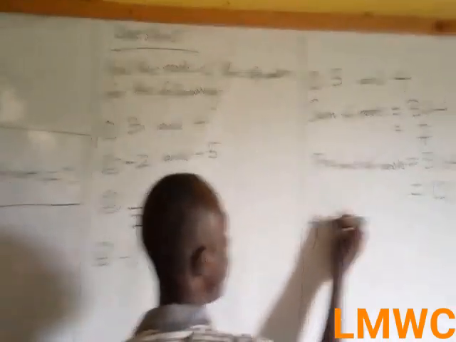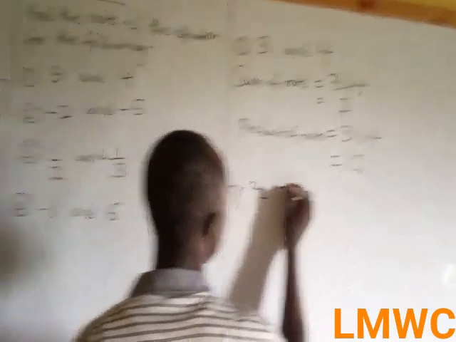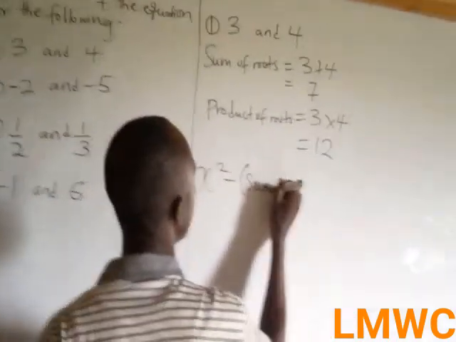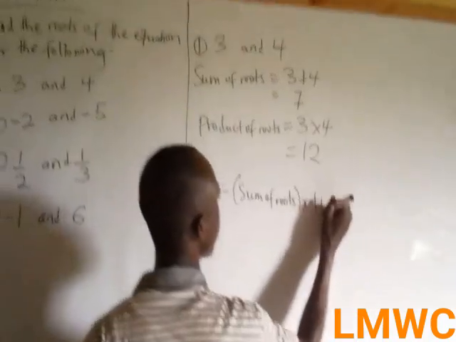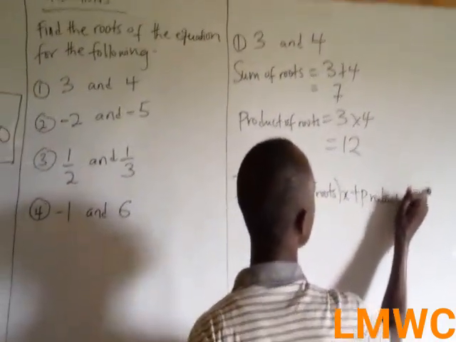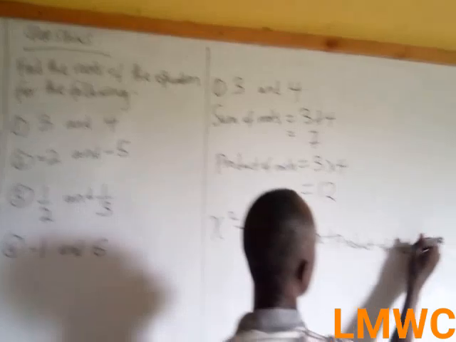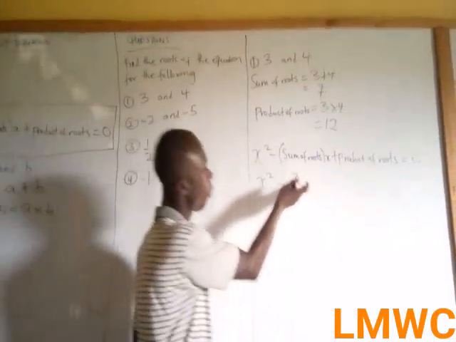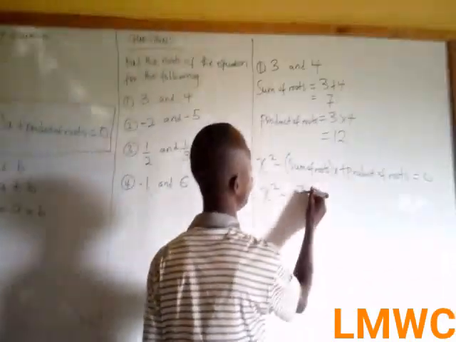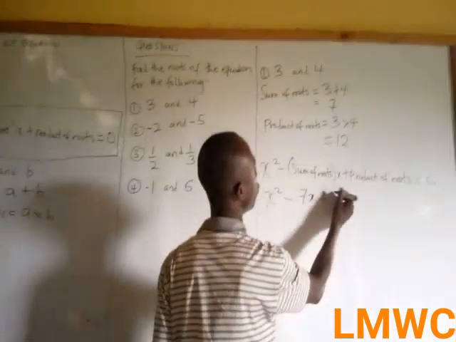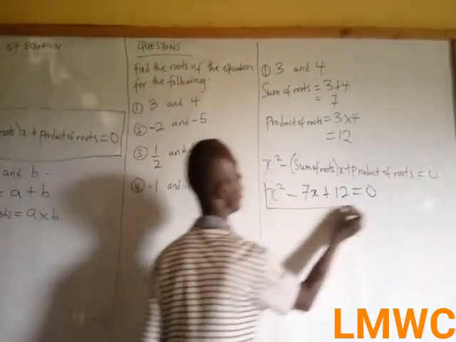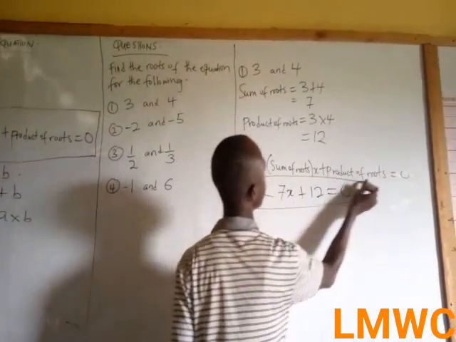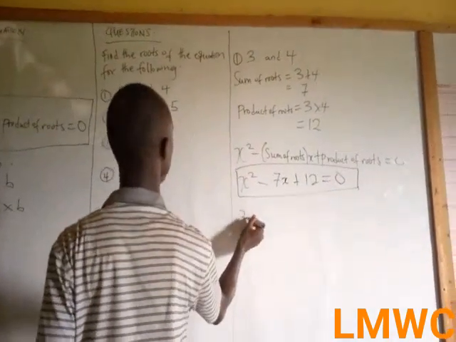So x squared minus sum of roots. So you can write your formula. Sum of roots x plus product of roots equal to 0. So the sum of roots is 7. So you add your x to it, plus product of roots 12, equal to 0. So this is our answer.